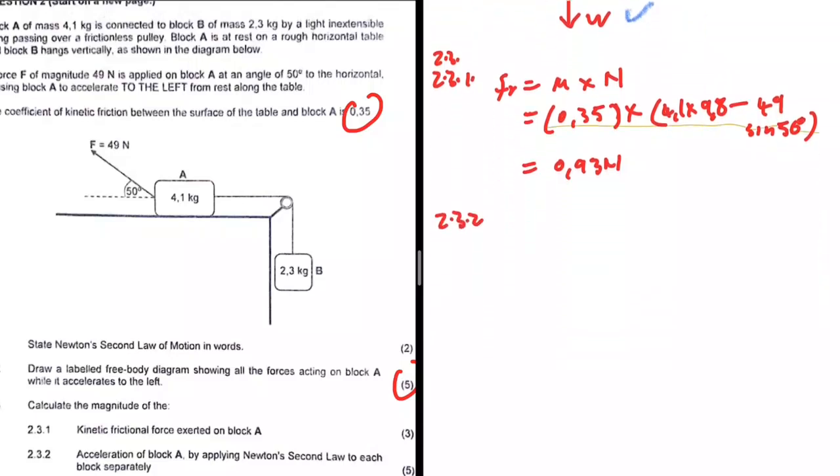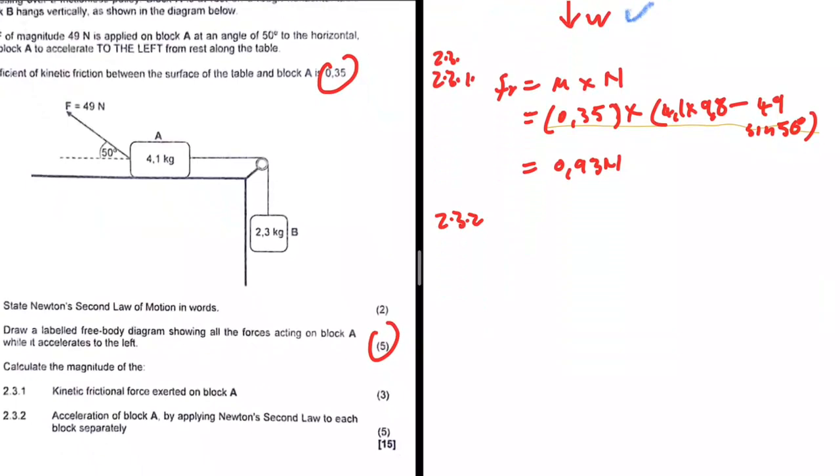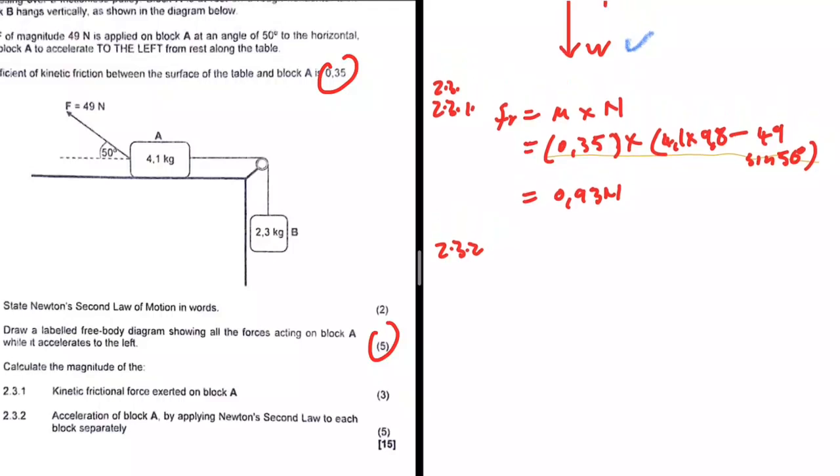But what about 2.3.2? What does the question say? Acceleration of block A. We want to calculate the magnitude of the acceleration of block A by applying Newton's second law to each block separately. I guess people don't know that they're supposed to apply Newton's second law to each block separately. The question even states to apply Newton's second law to each block separately. I thought we all knew that, but it seems like we didn't. But anyway, block A, let's apply Newton's second law and see how it goes.